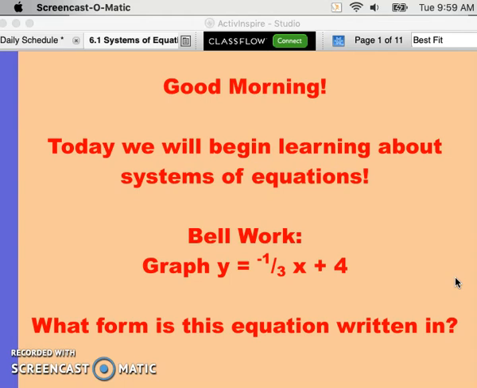We're going to be going over 6.1, or starting 6.1. We're just going to be going through half of it until no solutions and different types of equations. First, just learning about systems of equations.